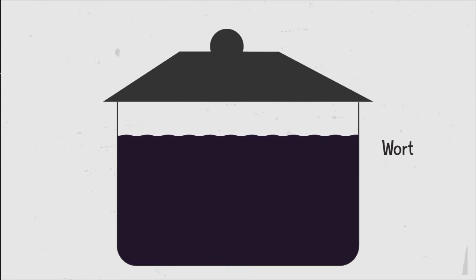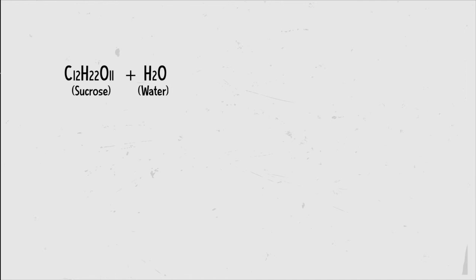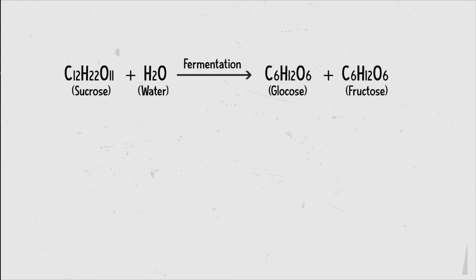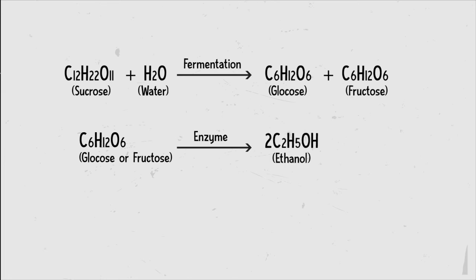Let me explain the chemical reaction that happens during this process. Molasses is basically a mixture of sucrose and water. When this is subjected to fermentation, it breaks into simple sugars, glucose and fructose. This simple sugar again undergoes a chemical reaction and turns into ethanol, which is an alcohol, and carbon dioxide escapes into air.